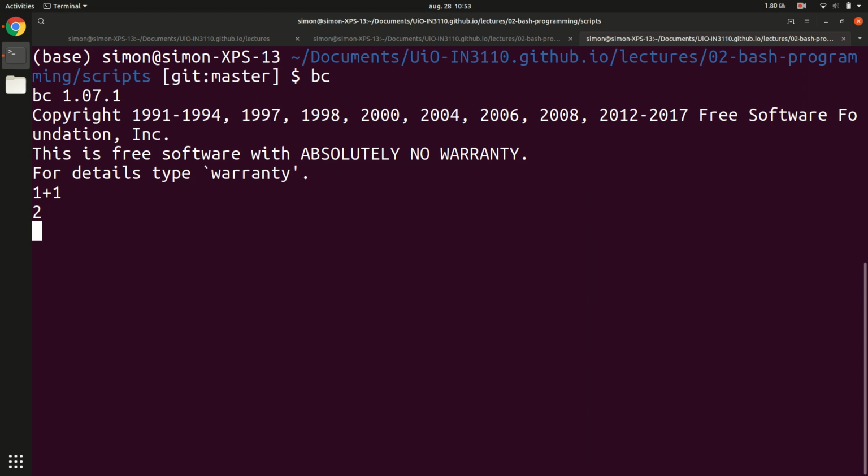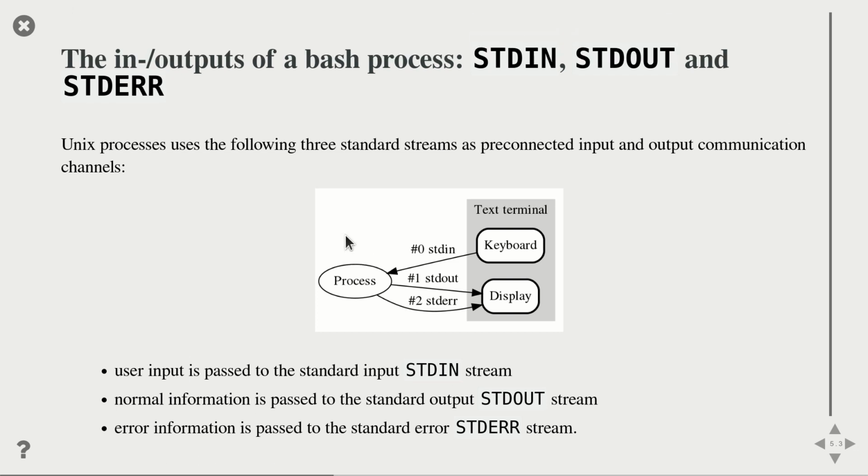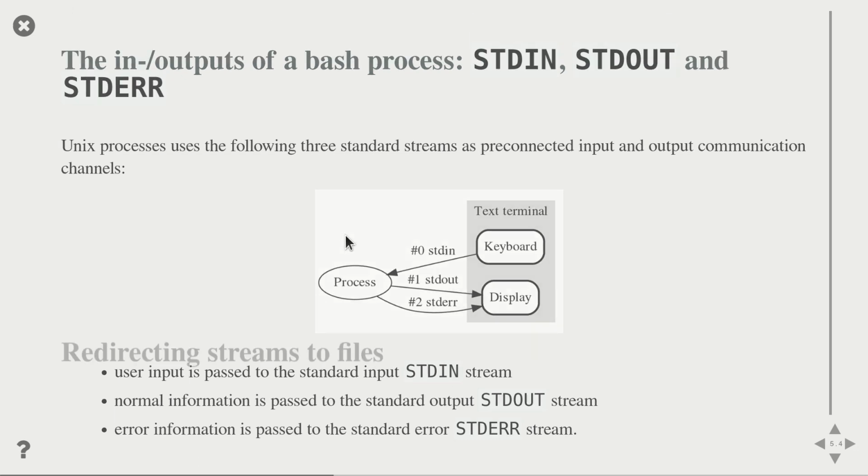And then if I make a mistake here, so I type in a formula that is not really a maths formula, then I get a syntax error, and that is now passed to the standard error stream, which again pops up here on my screen, but that's simply because both of these streams end up by default on the display. Okay, I hope that's fairly clear.